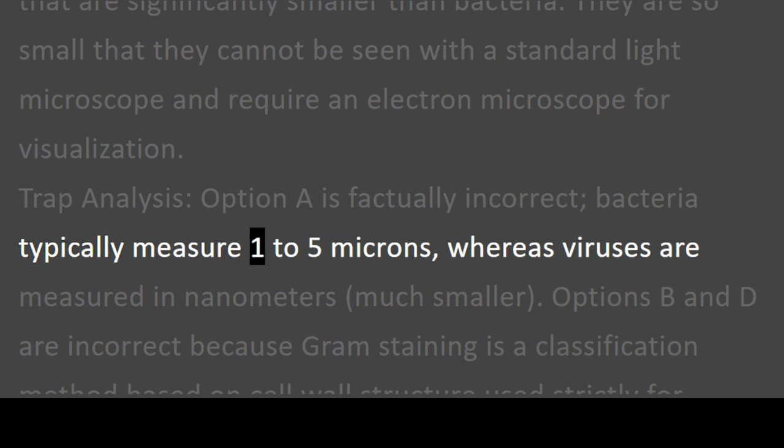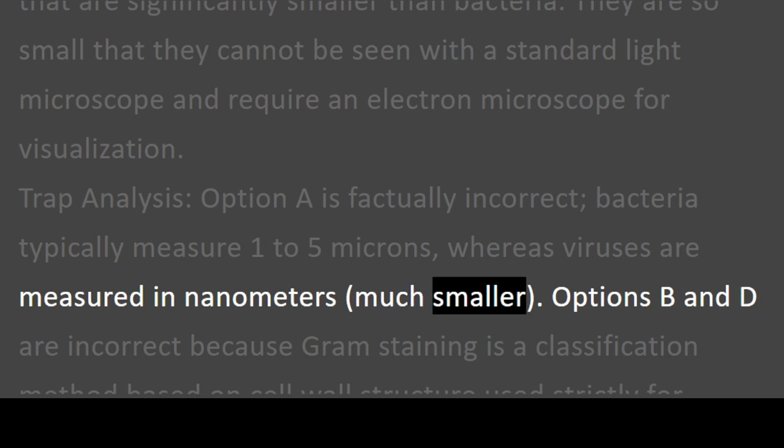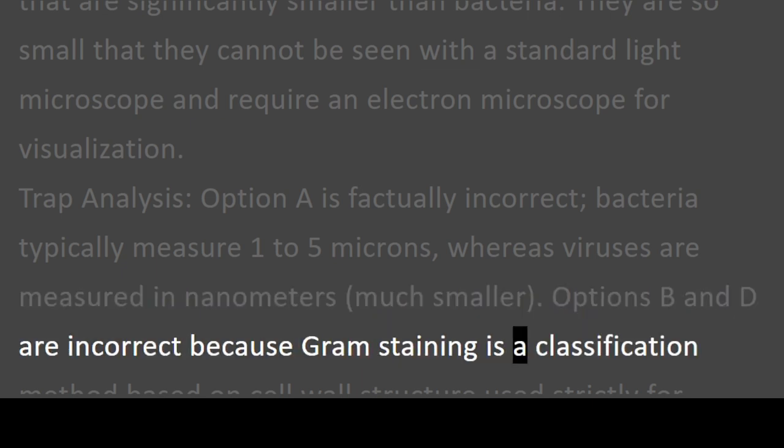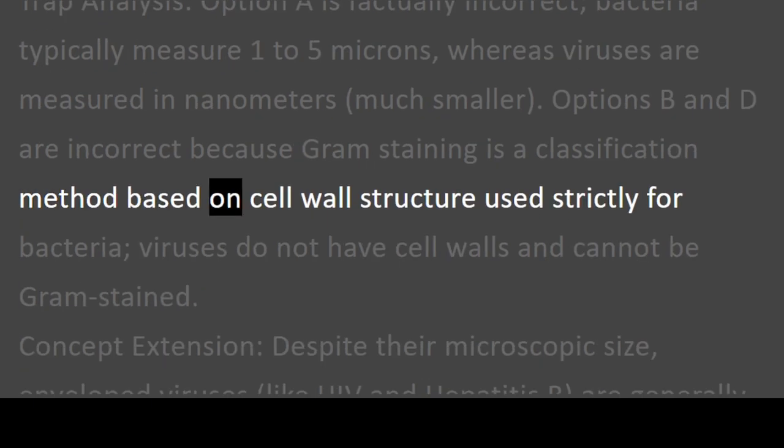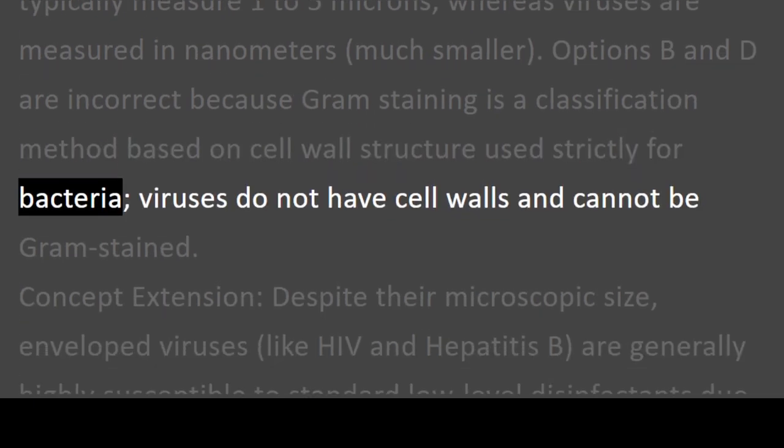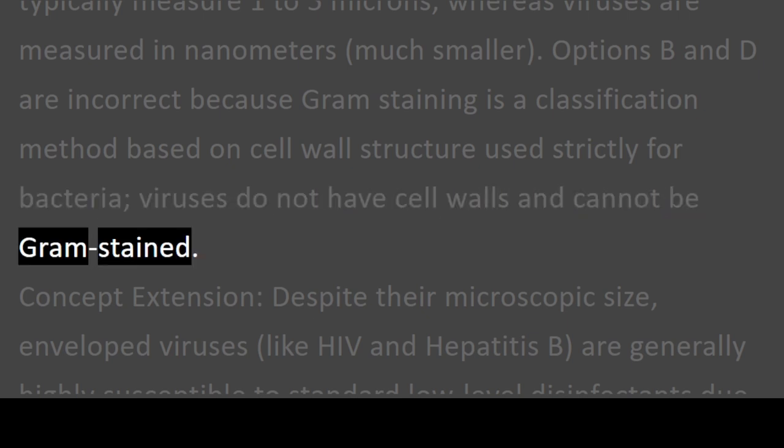Bacteria typically measure 1 to 5 microns, whereas viruses are measured in nanometers, much smaller. Options B and D are incorrect because gram staining is a classification method based on cell wall structure used strictly for bacteria. Viruses do not have cell walls and cannot be gram stained.